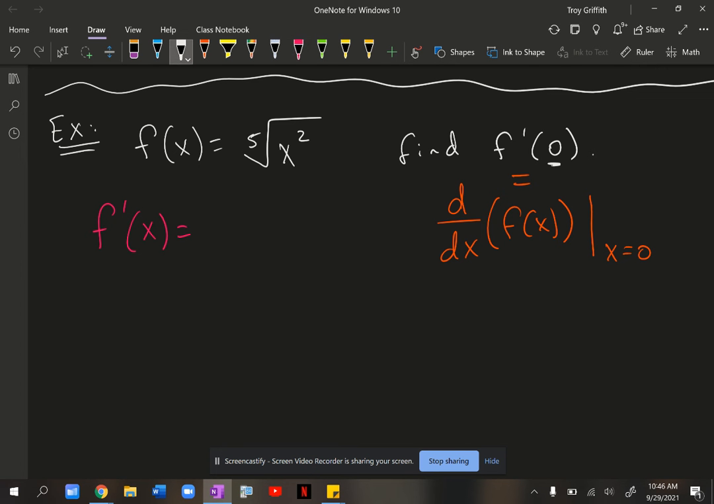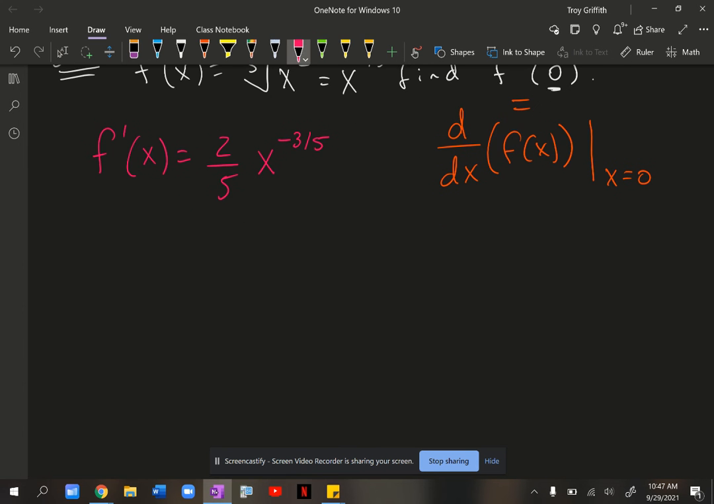Okay. A great place to start on this problem is to rewrite the fifth root of x squared as x raised to the 2/5 power. Because once you rewrite it like this, it's much easier to use the power rule to find your answer. So let's try it. If I multiply this 2/5 to the front, I get 2/5 times x, and then I'm going to subtract 1 from the exponent. When I'm done, 2/5 minus 1 is negative 3/5.